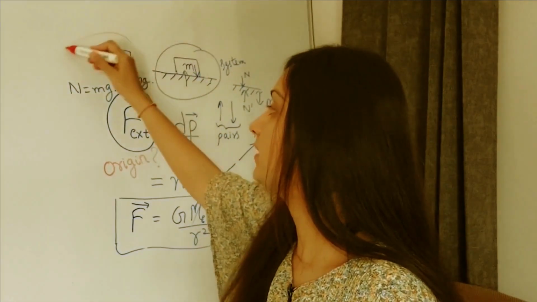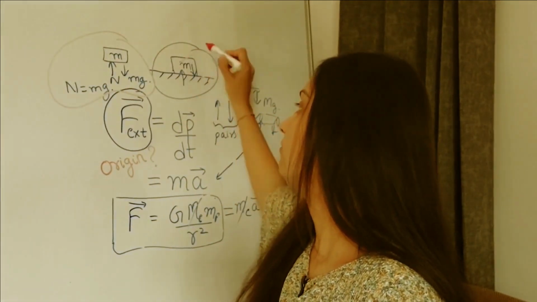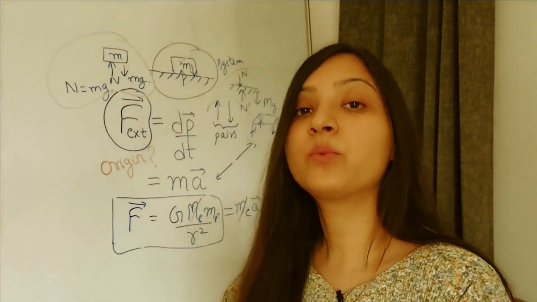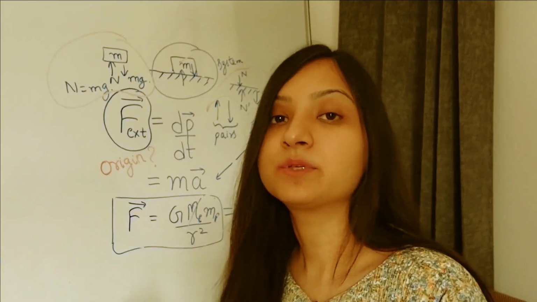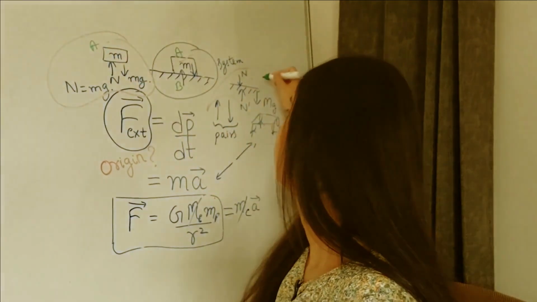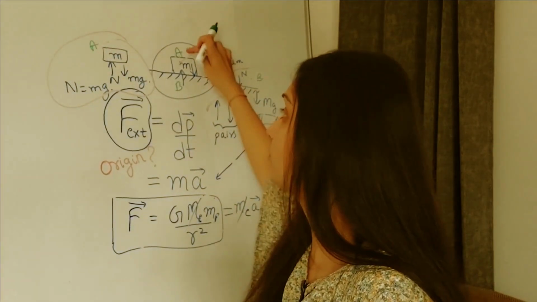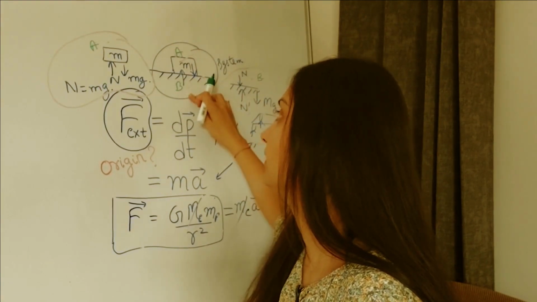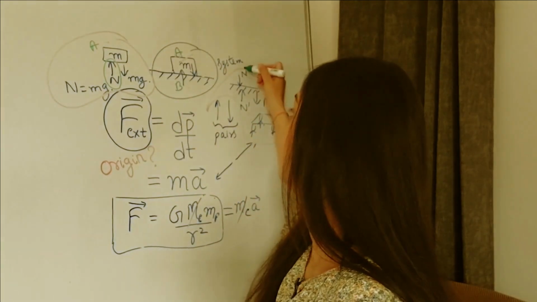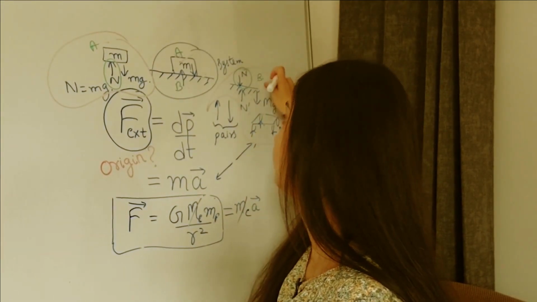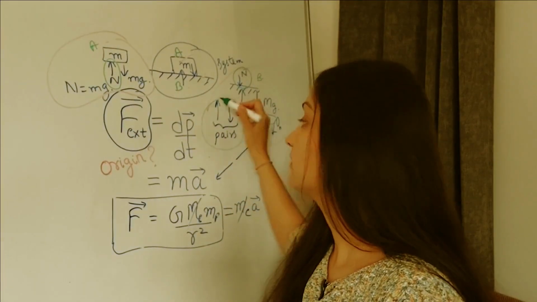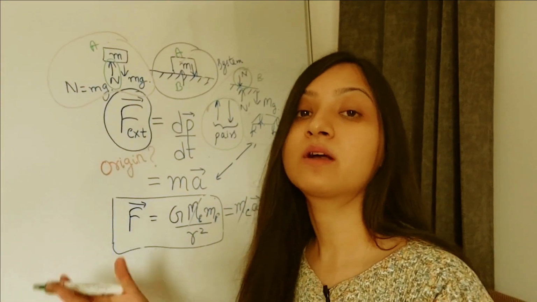So this is the free body diagram of this block of mass m, and this is the free body diagram of the surface on which this block of mass m is kept. So if this is body A and this is body B, the force on body A because of body B, which is this force, is equal and opposite to the force on body B because of body A. Forces always occur in pairs. This is important. Forces always occur in pairs.